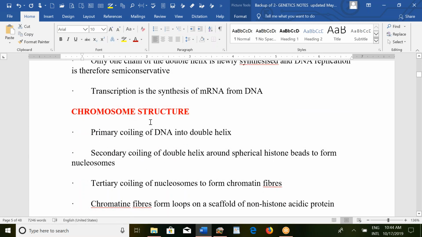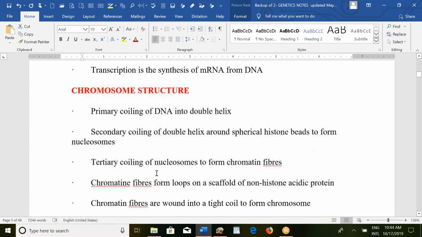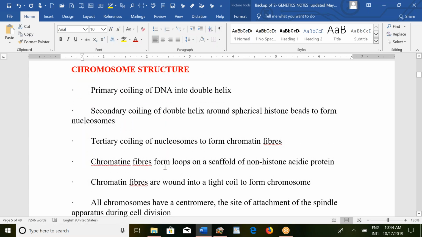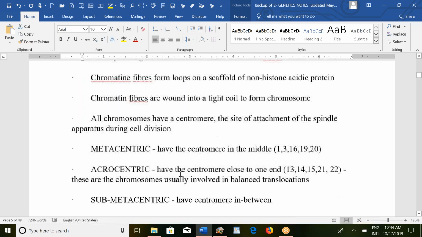So as we talked about chromosome structure: primary coiling of DNA into a double helix, secondary coiling of the double helix around spherical histone beads to form nucleosomes, tertiary coiling of nucleosomes to form chromatin fibers. Chromatin fibers form loops on a scaffold of non-histone acidic protein. Chromatin fibers are bound into a tight coil to form chromosomes. All chromosomes have a centromere, which is the site of attachment of the spindle apparatus during cell division.